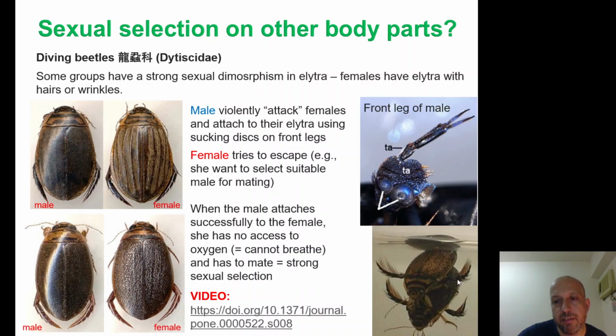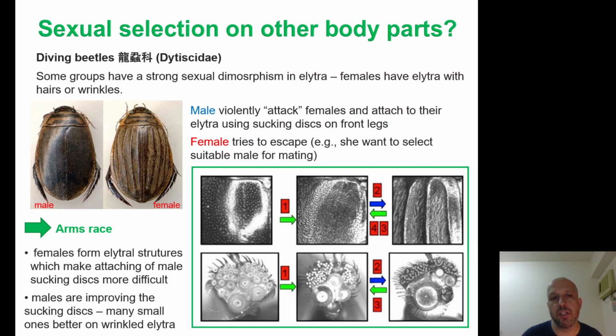But you can see that here the female actually has no access to the water surface, right? So the female sooner or later is losing the oxygen. That actually means that if she wants to breathe again, she has to allow the male to copulate. So once the female is taken by the male, again, it's the same story. Then she has not much chance.